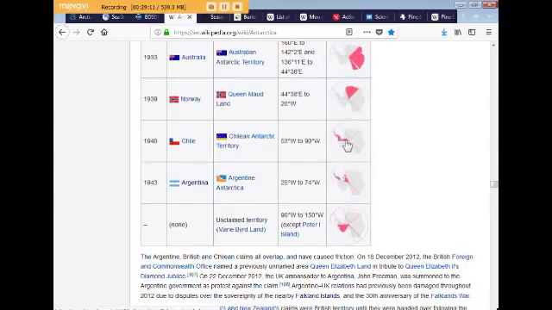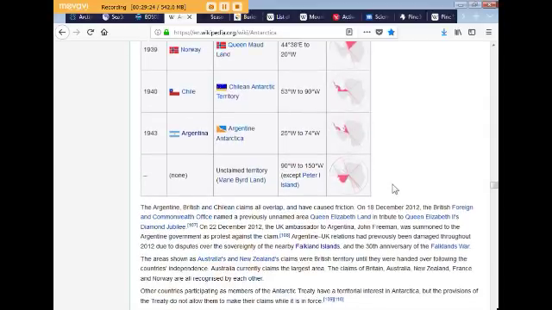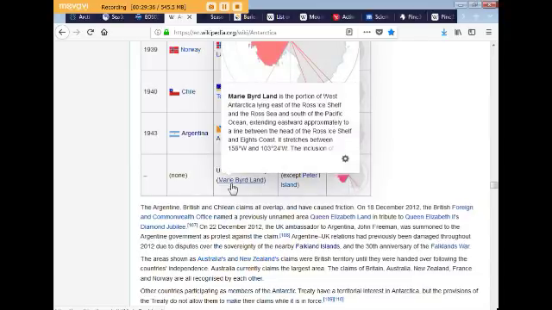1940, Chile claimed this part on the southern part of the Weddell Sea. 1943, Argentina claimed some more parts around the Weddell Sea. And then there is a large unclaimed territory on the west side, which is called Unclaimed Territory, and they call that Marie Byrd Land.